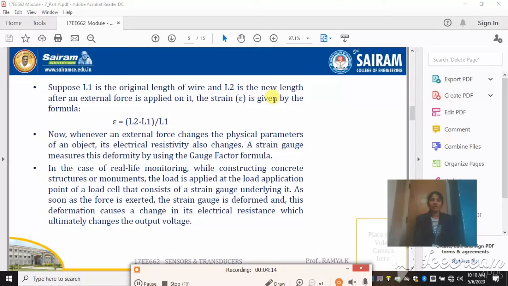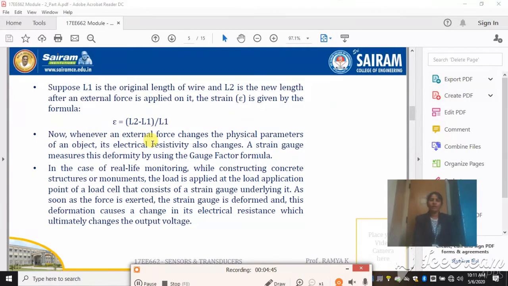Now we will consider the strain. Strain is represented with epsilon. So we can consider the strain epsilon is equal to L2 minus L1 divided by L1, that is, the change in length divided by your original length. Stress is identified by the internal resisting capacity of the object, whereas strain is identified by the elongation and deformation. The strain is represented with epsilon, which is equal to the difference in length divided by your original length.